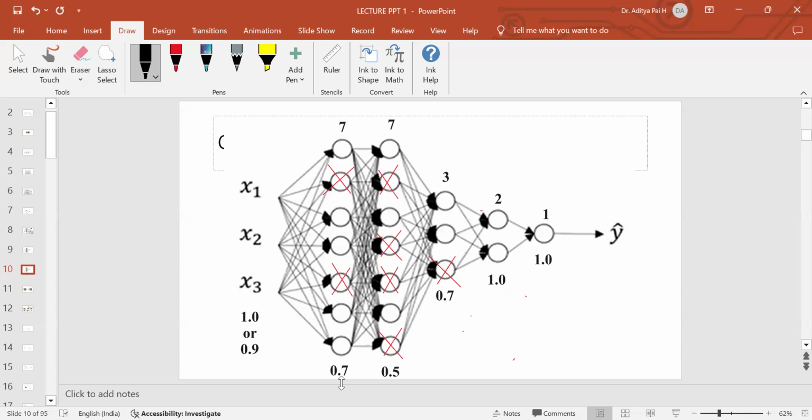Now, this also has the same effect as what we showed in the previous example. Here also we see that by penalizing the weights, we can have reduced costs. So this is about dropout regularization. Thank you.